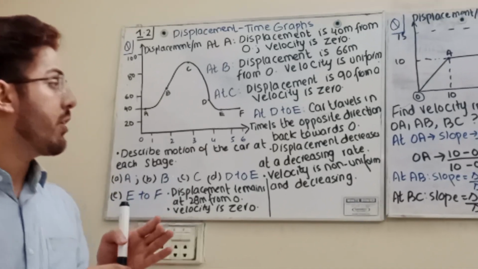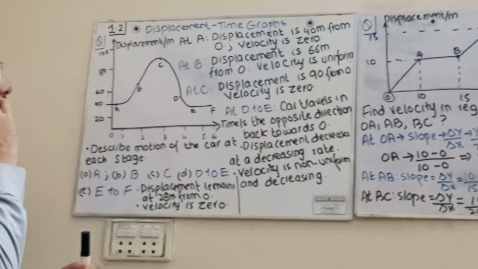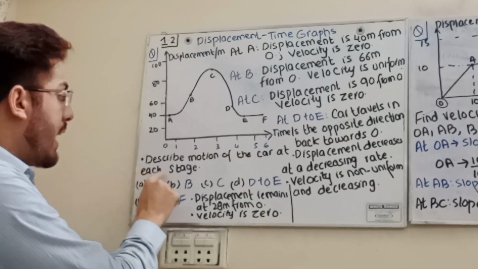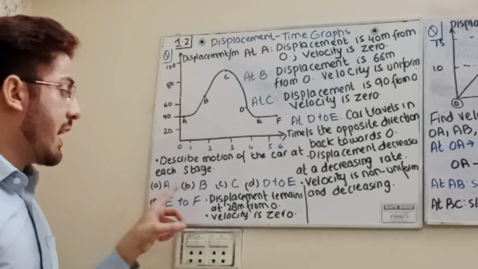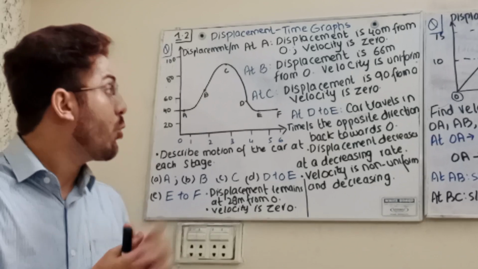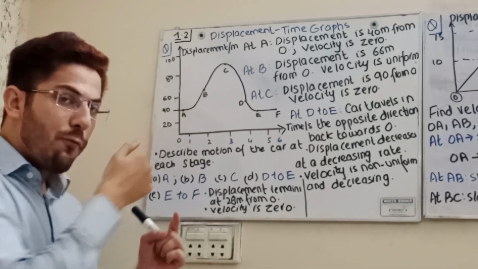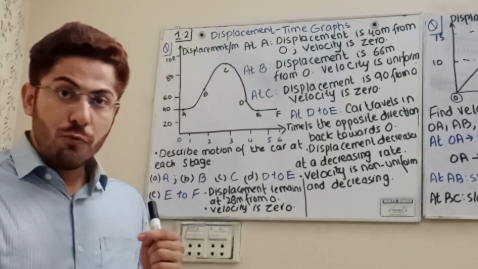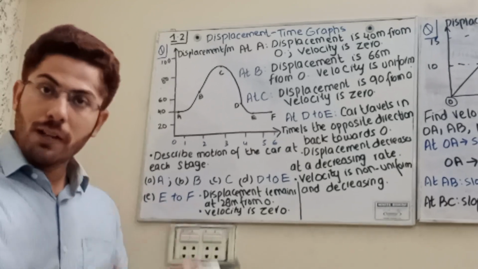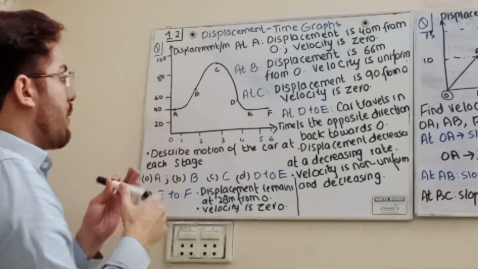Now first of all, student, remember this graph has been given to you, okay, and what is the question? Describe the motion of the car at each stage, means at A, B, C, D to E and E to F. Now how are you going to solve this question? Always remember, student, you have to definitely see the previous video, okay, and get the concept, or I will definitely explain it to you.